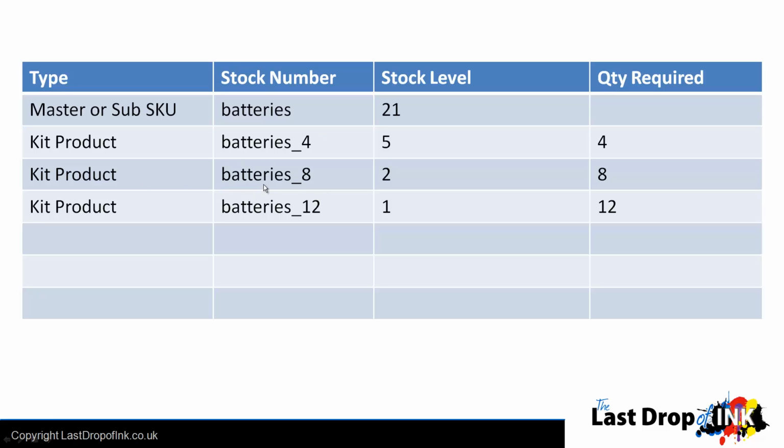Okay, then we've got a kit product which is batteries 8. Funnily enough, we have a quantity required of 8, and we can only make 2 of those. So 8 plus 8 is 16. We've got some remainders, we can't make another full product, so we only have 2 in stock. And then, hey, why not make a 12-pack as well? We can only make 1 12-pack, and you can do that very, very easily within eSellerPro.